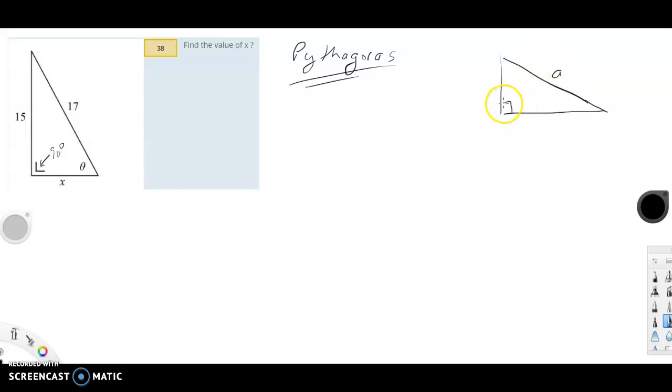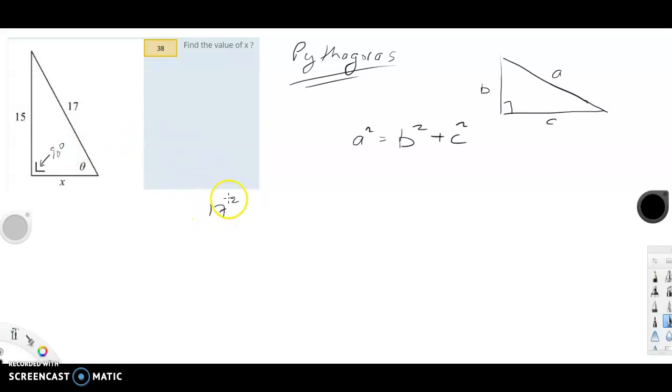Marking A there as the long side opposite the right angle, and B and C as the other two sides. Pythagoras tells us that A squared equals B squared plus C squared. These are the lengths of the sides. The square of the hypotenuse equals the sum of the squares of the other two sides. So we're just going to use that rule here on our triangle.